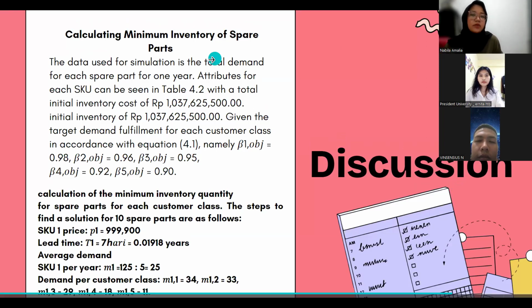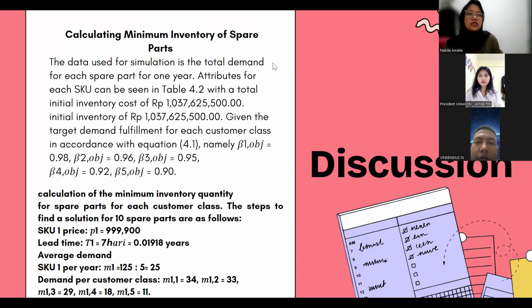Next is calculating minimum inventory of spare parts. The data used for simulation is the total demand for each spare part for 1 year. Attributes for each SKU can be seen in Table 4.2 with a total initial inventory cost of 1,037, etc. Given the target demand fulfillment for each customer class in accordance with equation 4.1.